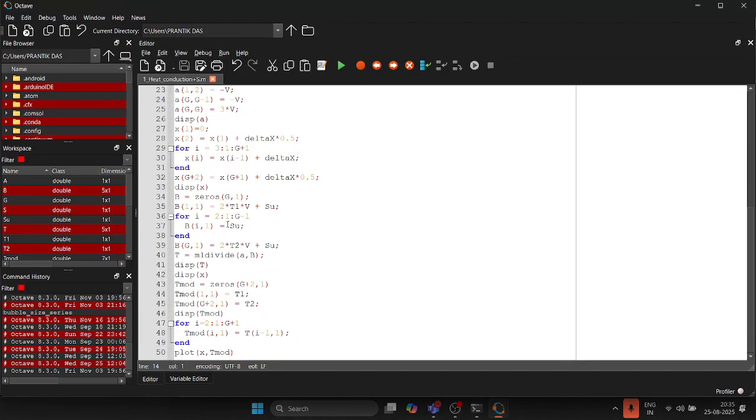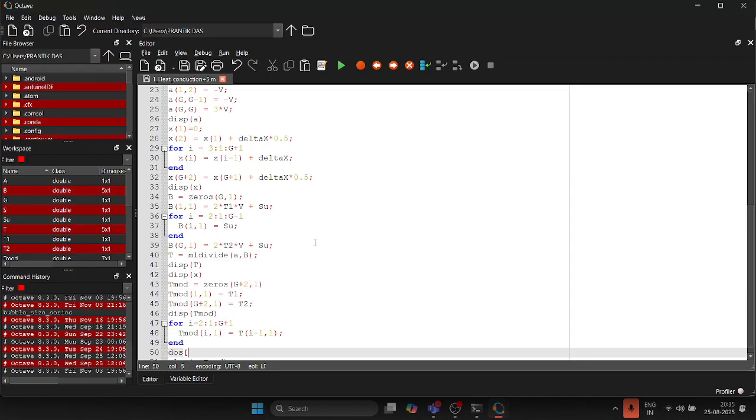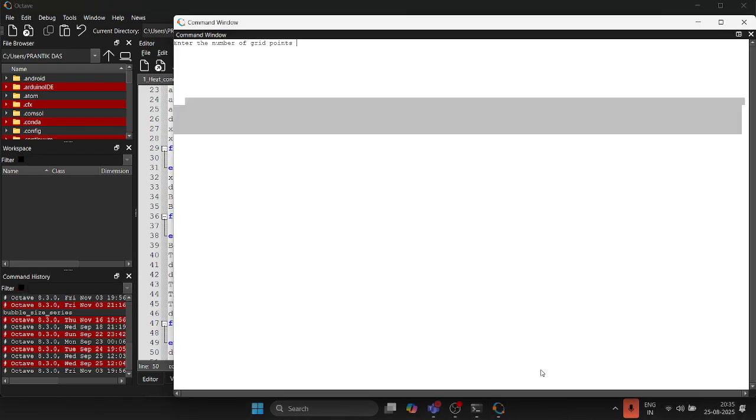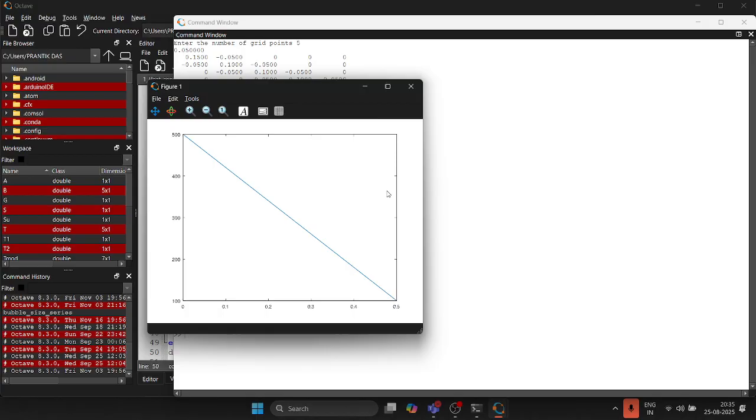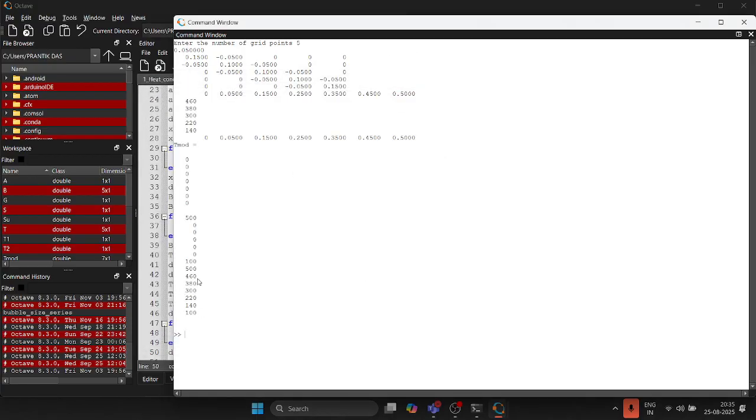Yes, actually sir. Let me print T mod, so you will understand. So display T, and then this will come as 5. So you can see what is the temperature in the middle. That is coming to 300. Okay, 500, 460, 380. Three temperatures on one side. From another side, this is 220, 140, and 100. So in the middle, it is coming to 300.